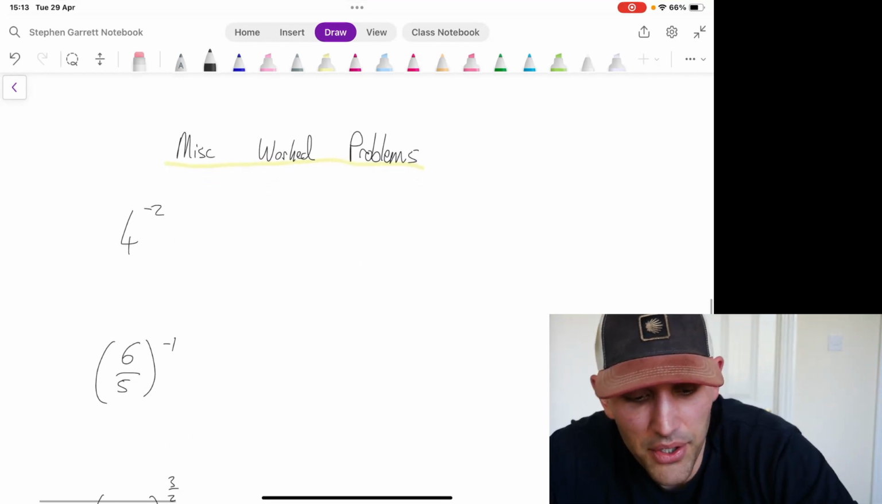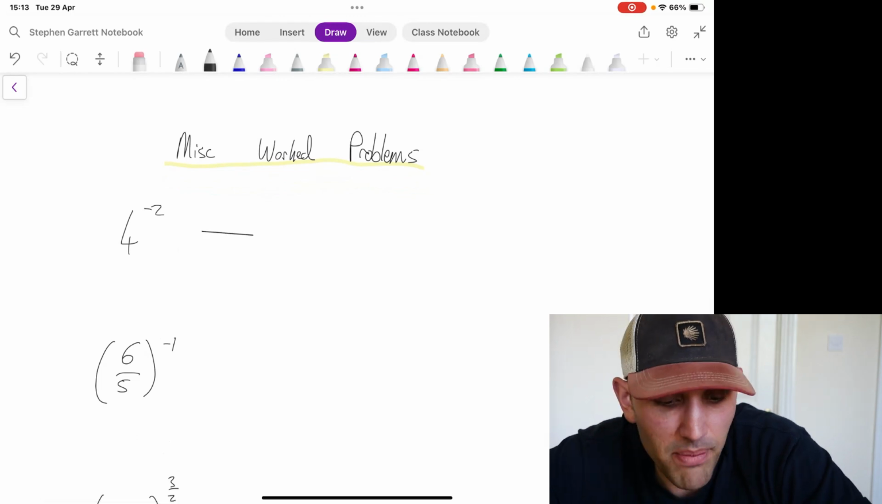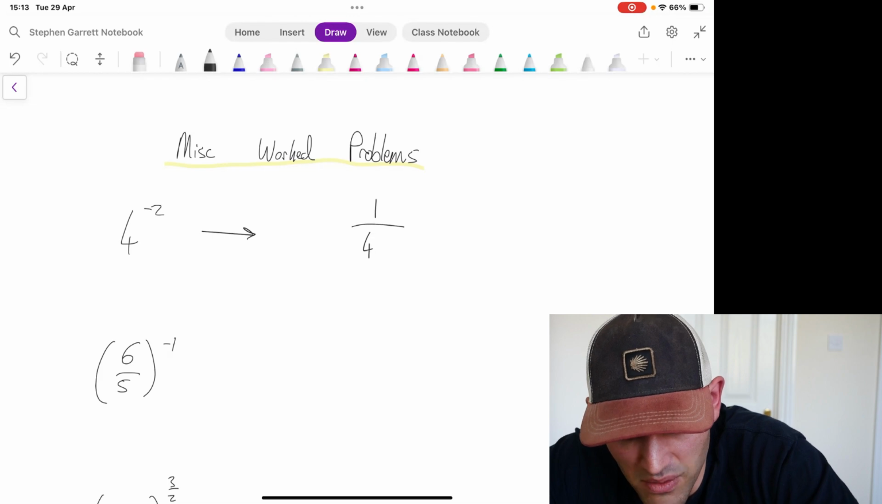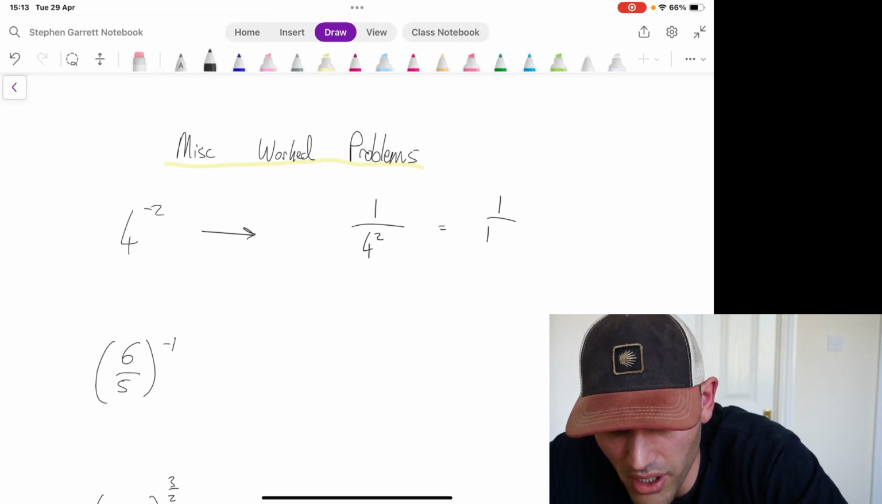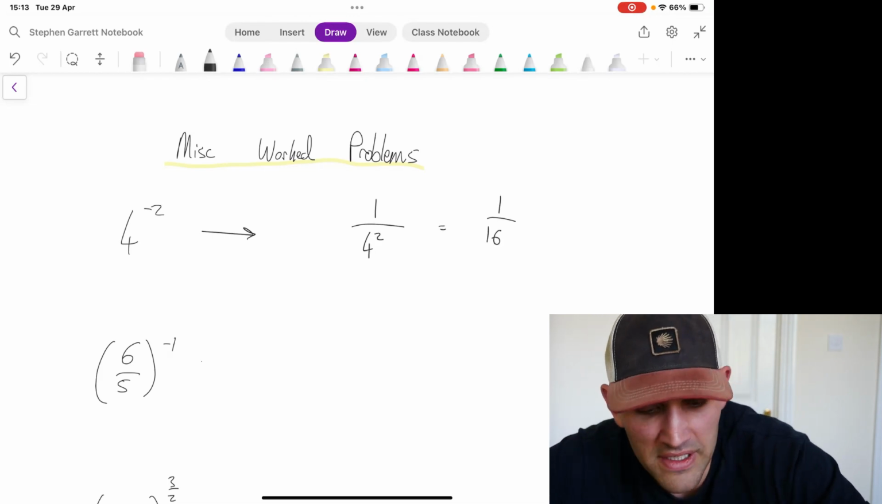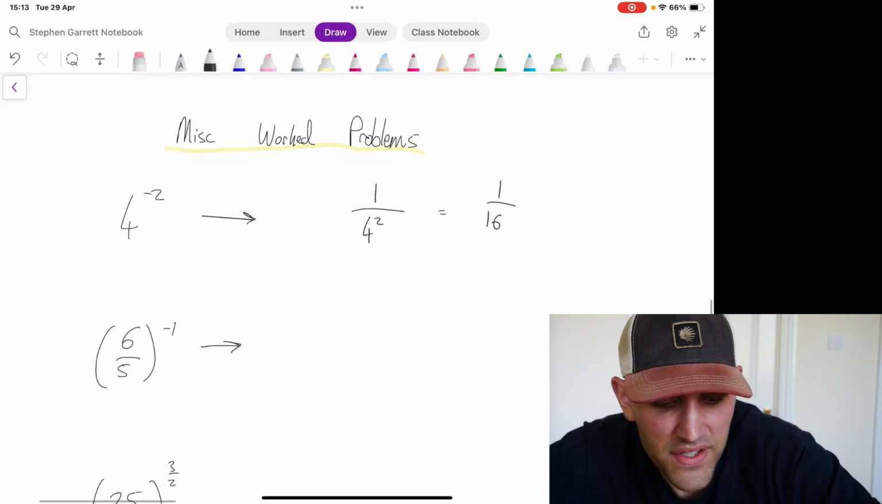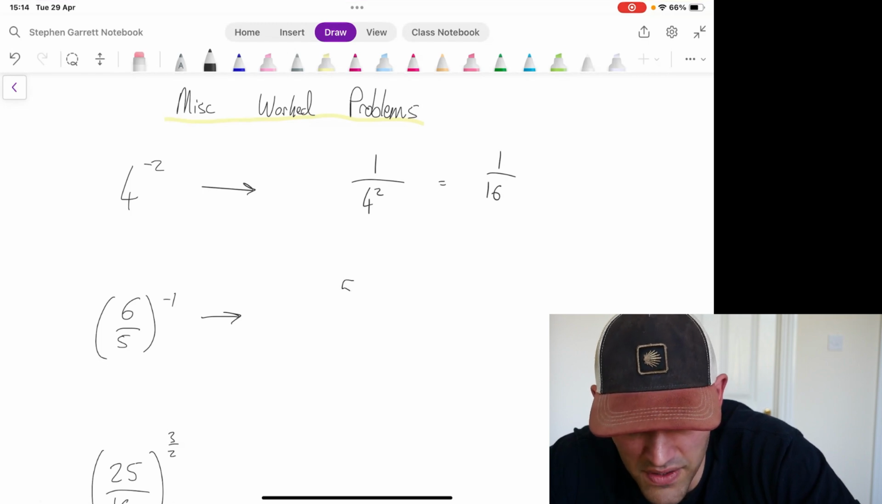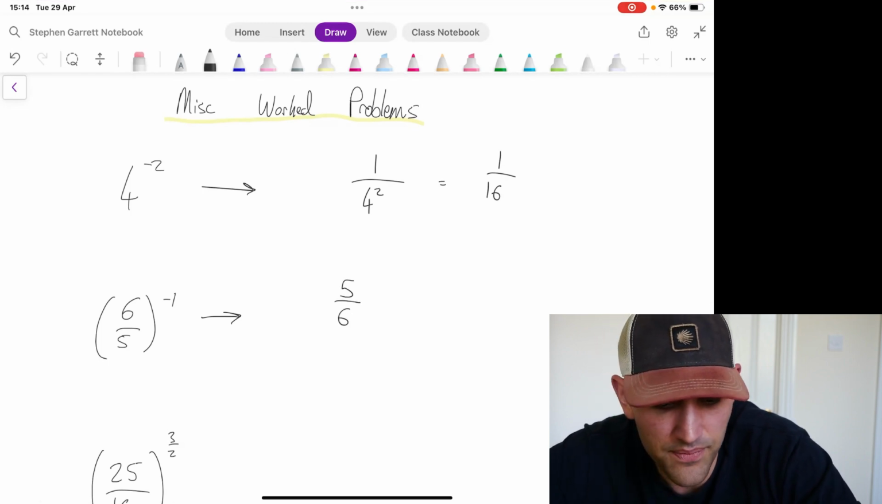Okay, here we go. So, 4 to the power of minus 2. Using our rule, that's 1 over 4 squared, which is 1 over 16. Then 6/5 to the power of minus 1. We know that the power of minus 1 flips those fractions, so that's 5/6.